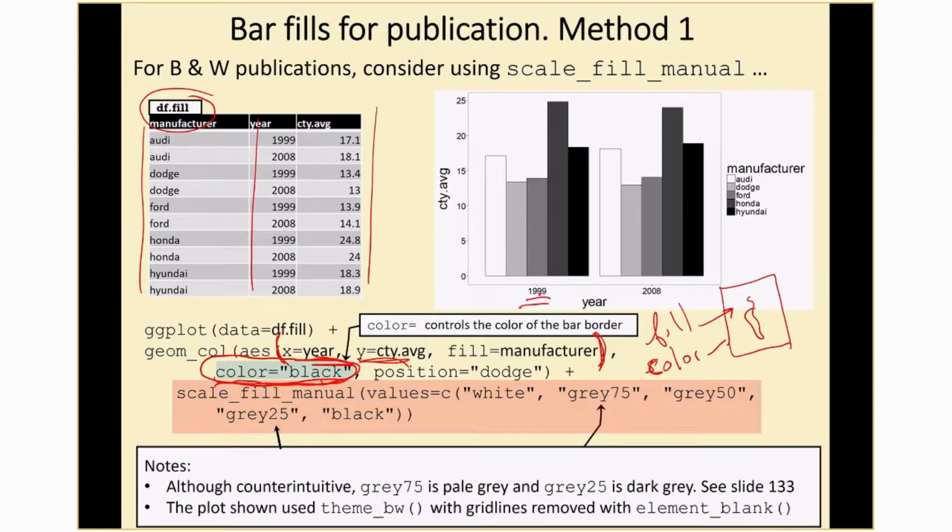is just the border. So I've mapped fill on a manufacturer, so I get different internal colors for the different manufacturers. But what I'm doing is I'm setting color equal to black. By setting color equal to black, I'm putting a black border on each of these. Well, why would I want to put a black border on each of those? The reason I want to put a black border on each of those is that look at this first column. It's white. And so I need to put a black border on it so I can see the sucker.